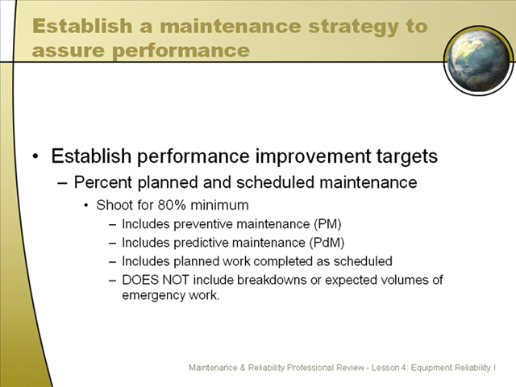Second, predictive maintenance. Predictive maintenance can all be planned and scheduled. Third, planned work completed as scheduled, and we just talked about that. It's got to be completed on the day it's scheduled to count. It does not include breakdowns or expected volumes of emergency work. I've seen quite a few of my clients try to discuss the fact that they plan to have emergencies, so the emergencies are planned work. That's just not the case. Emergencies are emergencies. They're breakdowns and other things that interrupt planned work. They're not counted.